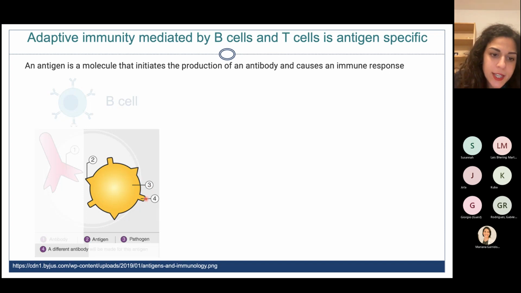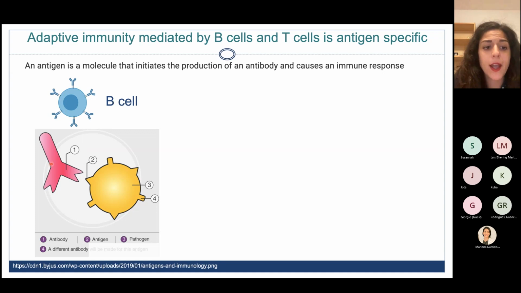And you can see that on this pathogen, you have lots of different motifs. And these different motifs actually are antigen because they can be sensed by antibodies. So the B cells are the main cells that will produce the antibodies. And if the antibody is specific to an antigen, so this time the antibody number 1 is specific to the antigen number 2, then you will trigger adaptive immune response.